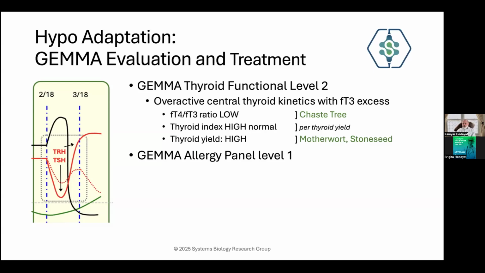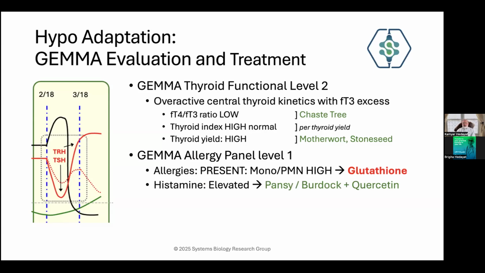You could also, again, just stick to the allergy panel if you're really not sure or you just had a CBC. And while the allergy panel would be the indication of allergic risk, it would be present because the monocyte to neutrophil ratio is high, in which case glutathione would be indicated. And of course, you could use pansy or burdock plus or minus quercetin.